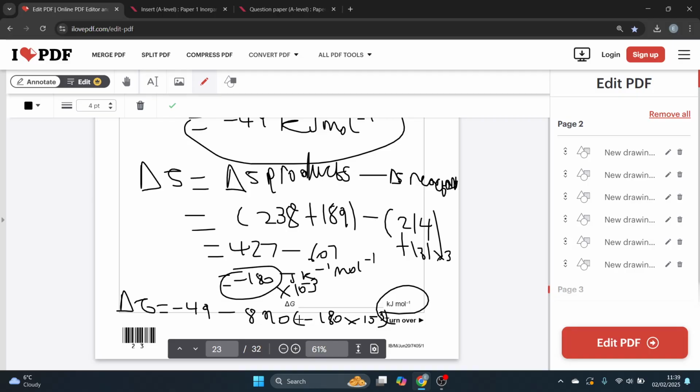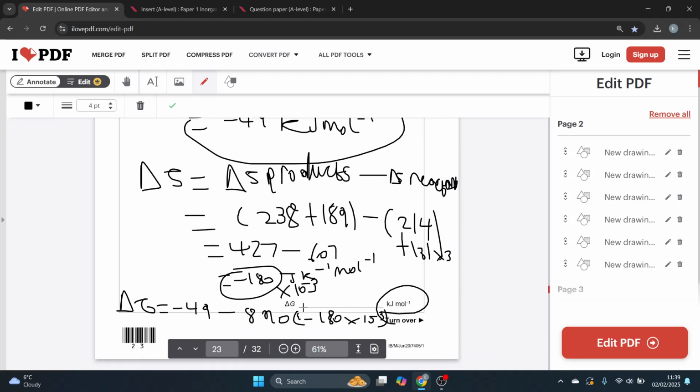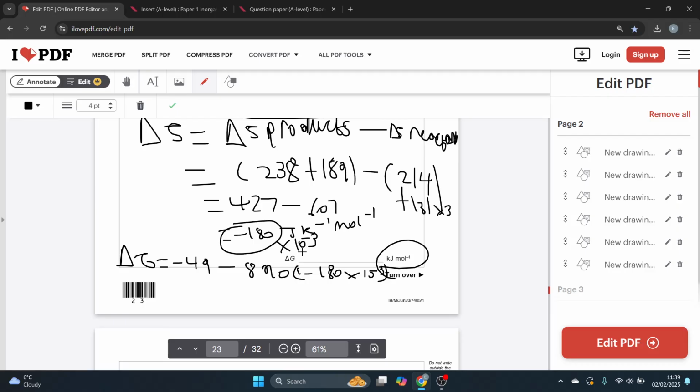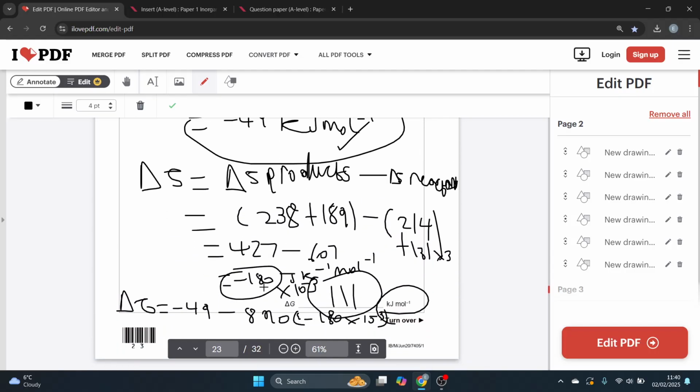Minus 890, and I get 111.2. Perfect. And I'll just say 111 kilojoules mole to the power minus 1. Find out delta H: minus 49 kilojoules mole to the power minus 1. Find out delta S: minus 180 joules K to the power minus 1 mole to the power minus 1.